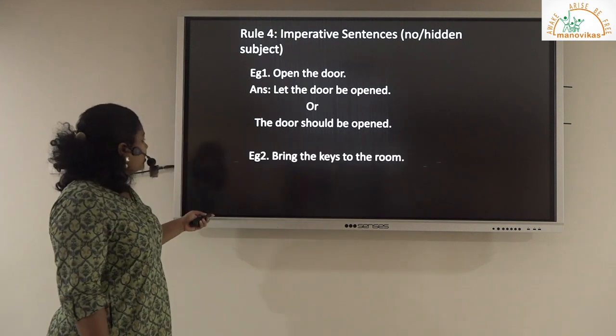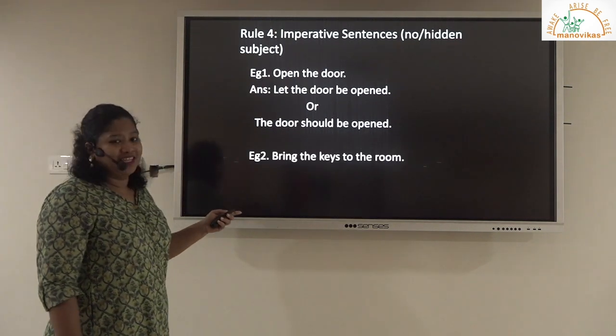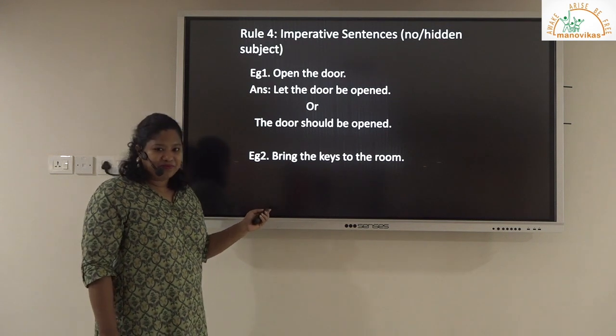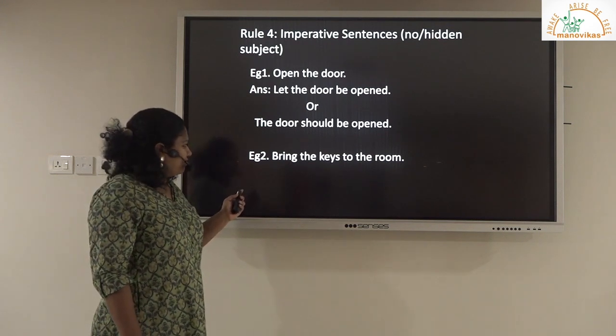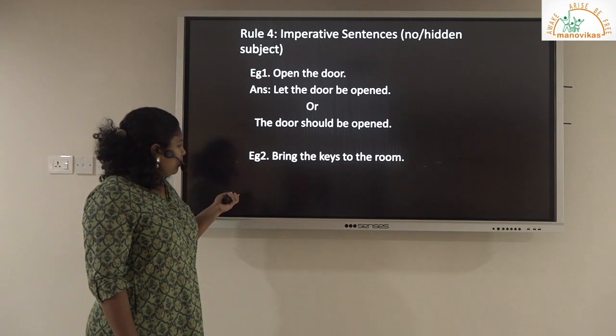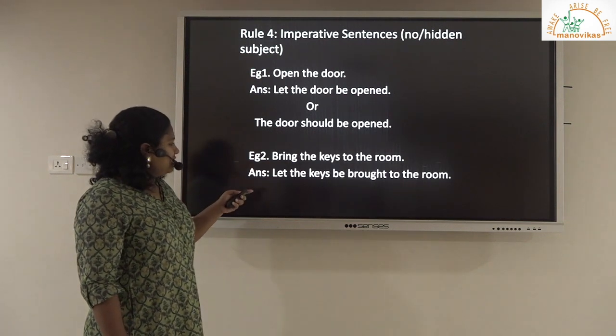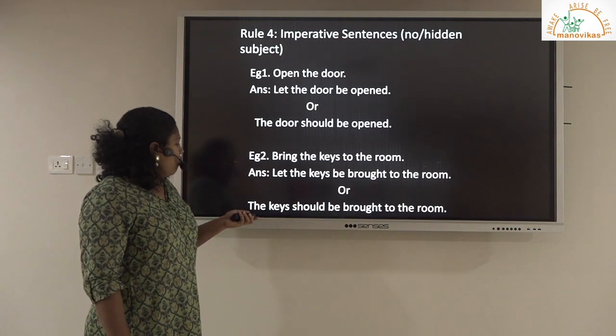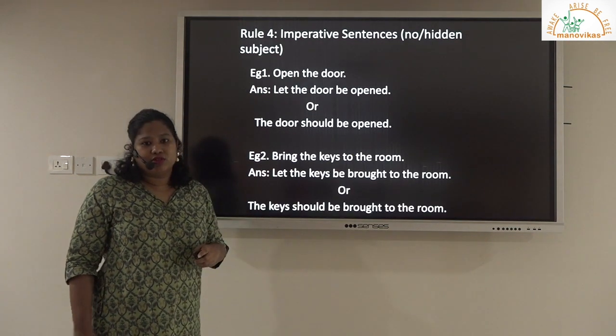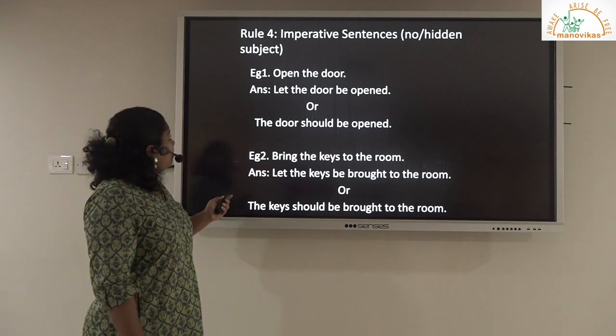Okay, next one. Bring the keys to me. Can you try this one on your own? Sorry, bring the keys to the room. Let the keys be brought to the room, or the keys should be brought to the room.